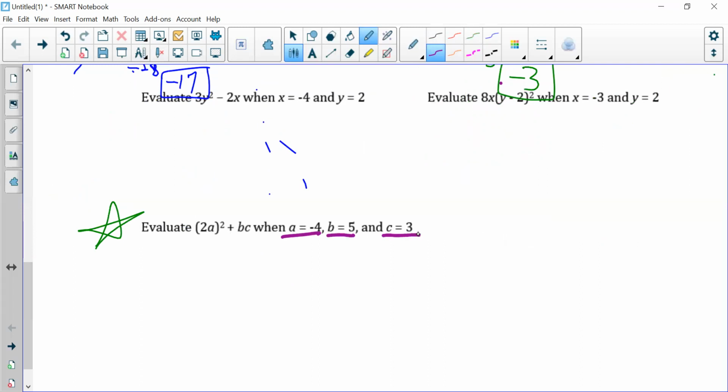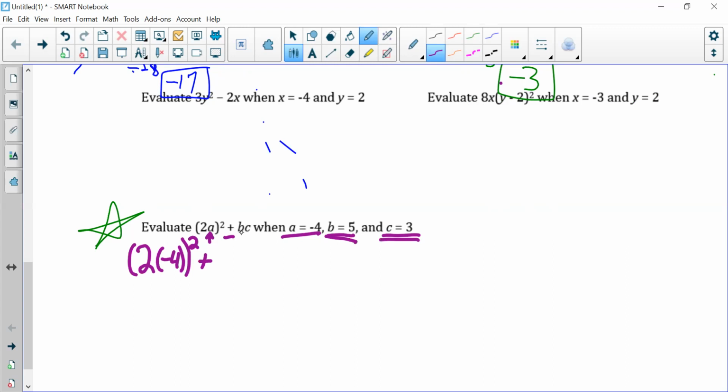So I'm replacing 3 different variables in this expression. Don't panic. We do the same thing that we've just been doing. Everywhere I see an a, I'm going to put a -4. Everywhere I see a b, I'm going to put a 5. And everywhere I see a c, I'm going to put a 3. So let's start. Parentheses, 2. That's an a. When I see an a, I want a -4. So I'm going to put a parentheses here, put in my -4, close parentheses again, and say squared.